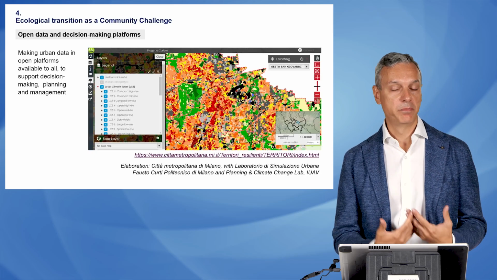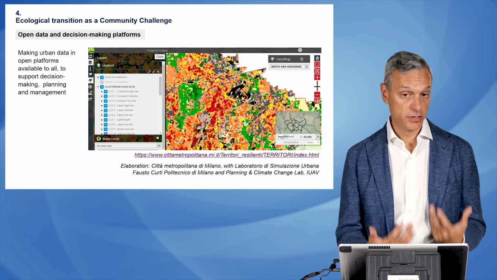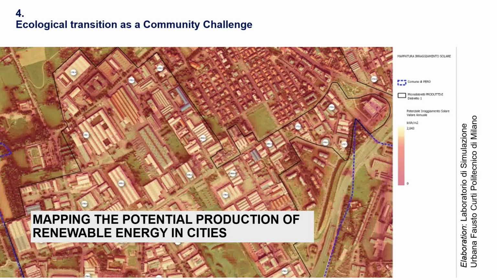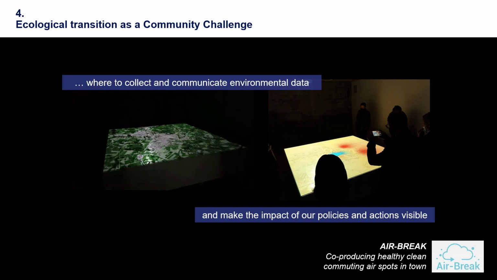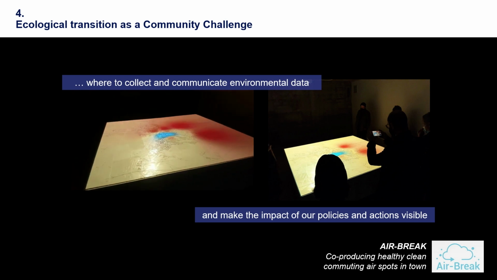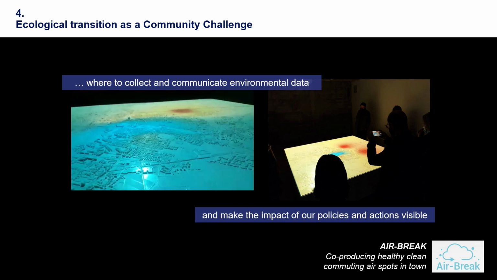Of course, we have a big responsibility as planners and local authorities to provide open data and decision-making platforms, and all this has to be transparent and available to all. So looking at how to, for instance, generate information that local authorities, citizens, and private actors can rely on. We can create a lot of information, like mapping the potential production of renewable energy in cities, for instance, or creating information displays for citizens, and especially how to communicate environmental data is very important, and this is something we have to really investigate, how to best communicate data to citizens.